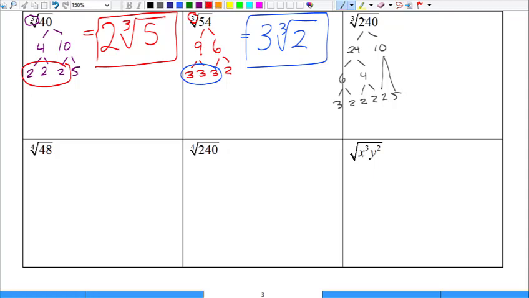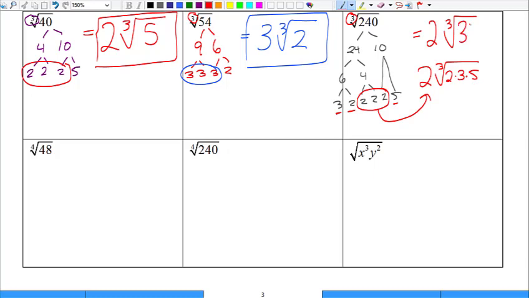I am looking for a group of 3 this time, so I have 3 2's. Now this other 2 is all by itself, the 3 and the 5 are all by itself, so the one group of 2 gets to go out of the house, and all of the other singles have to stay home. Anytime you have more than one number inside or more than one outside, you're going to multiply those values. So 2 times 3 is 6, times 5 is 30. And that's my answer.